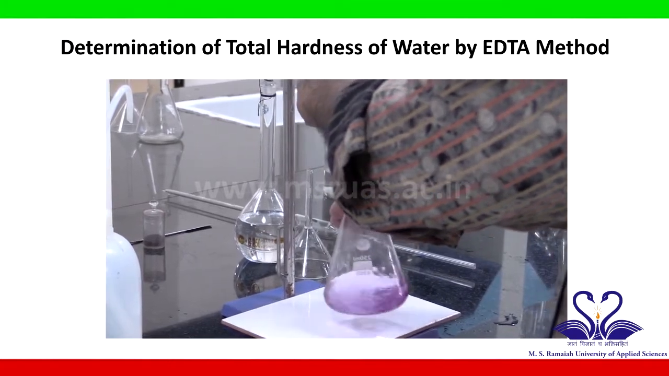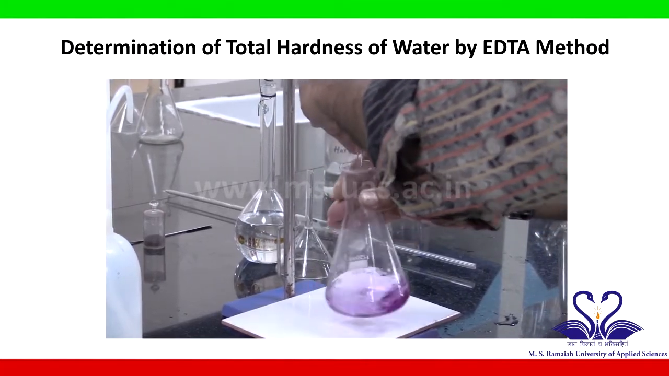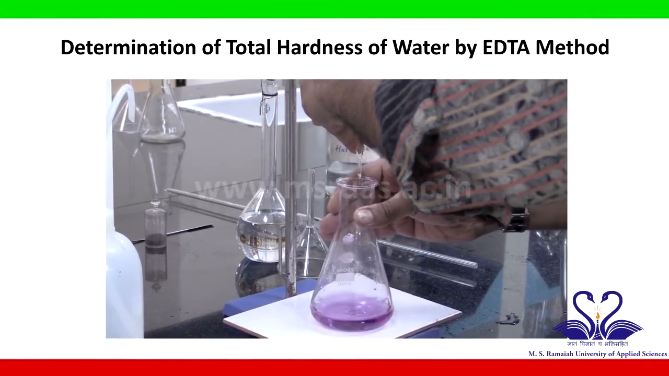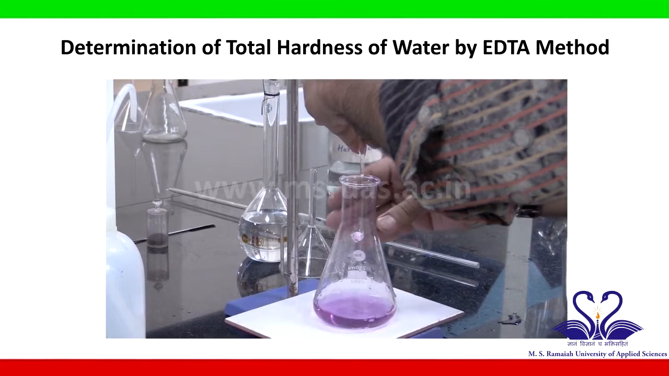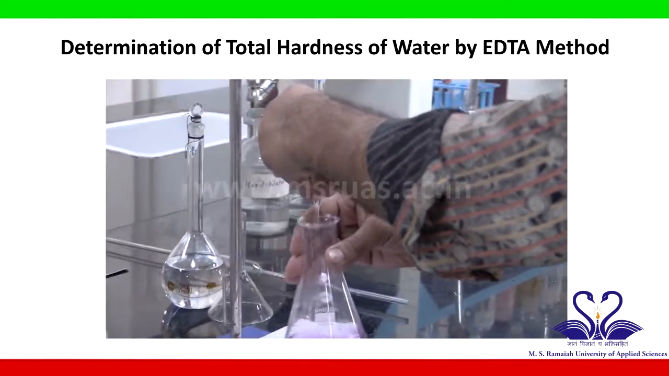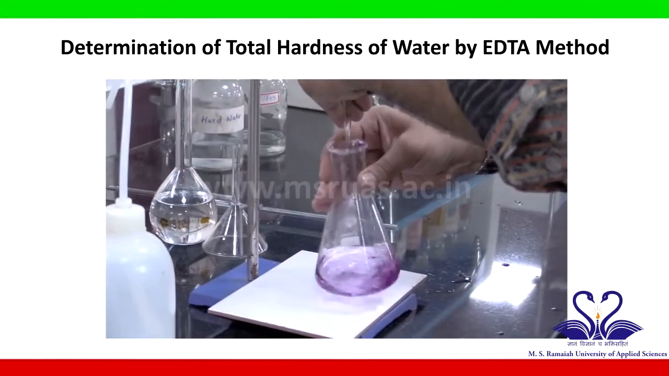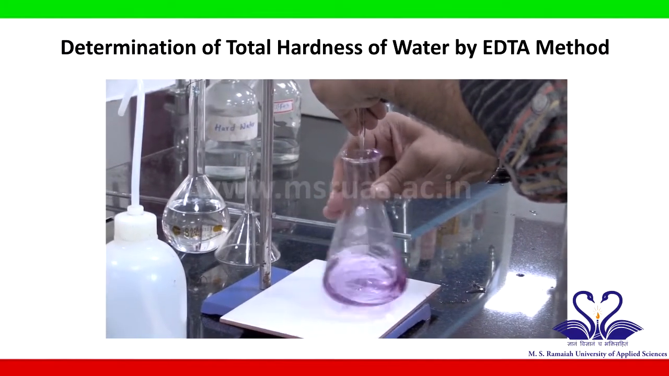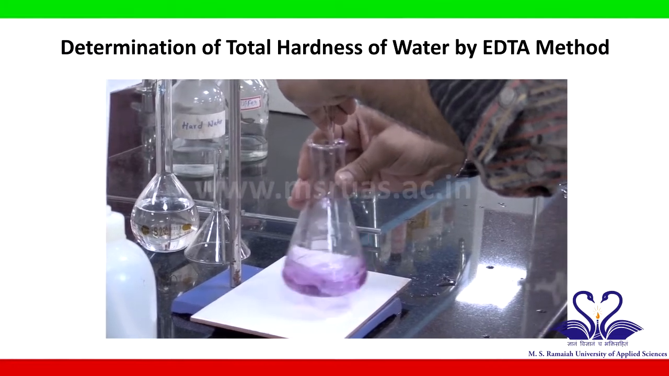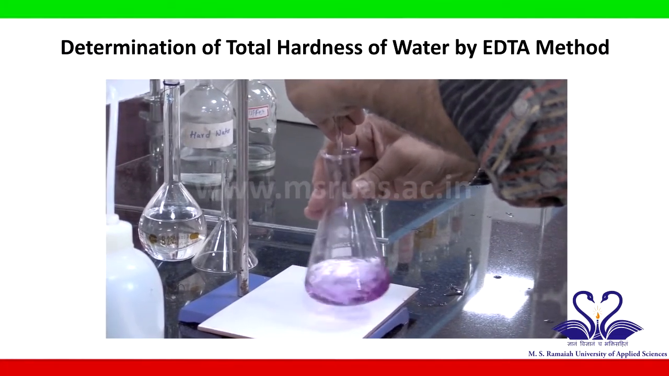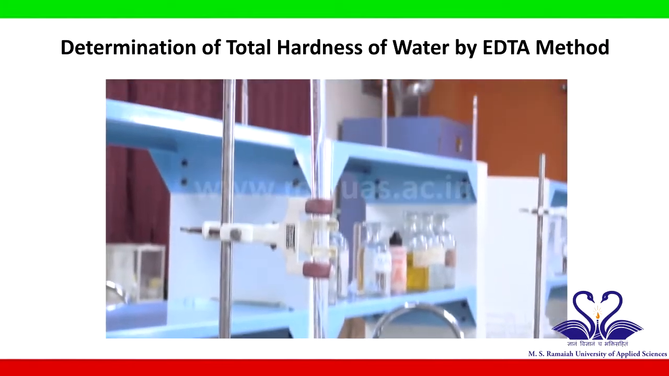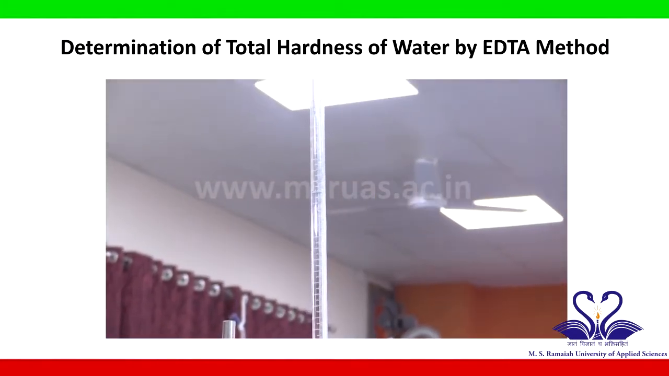So now you can see the color is changing. The color is decreasing slowly. For the first trial you can do it a little bit faster, but in the next trials you have to do it very carefully and slowly, since you know the end point.